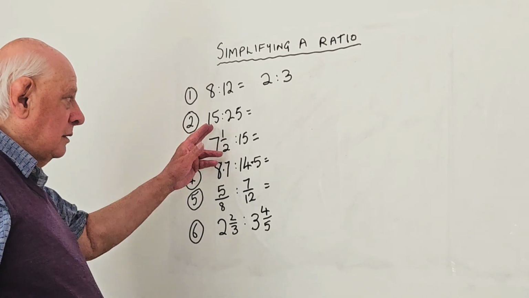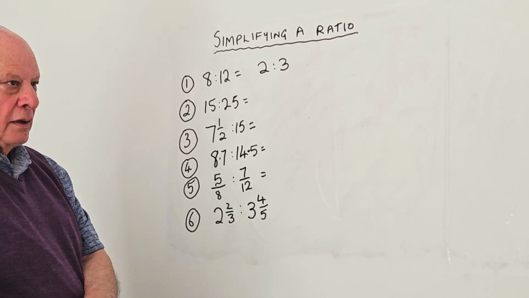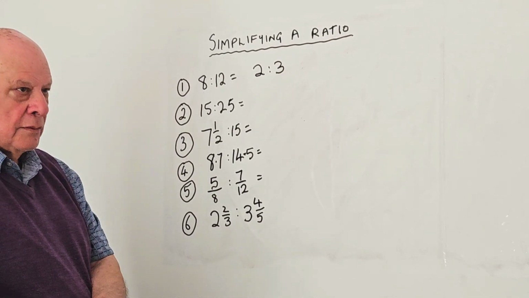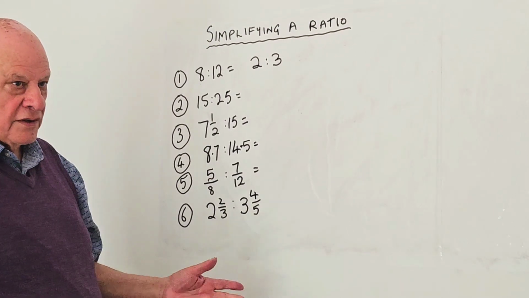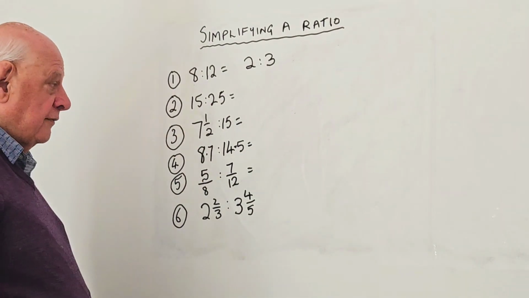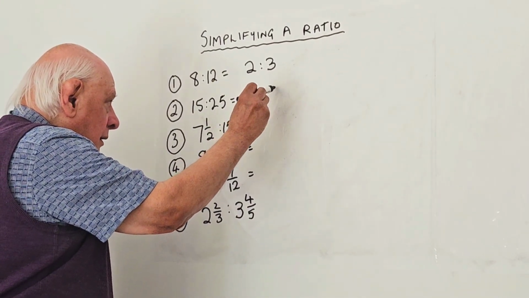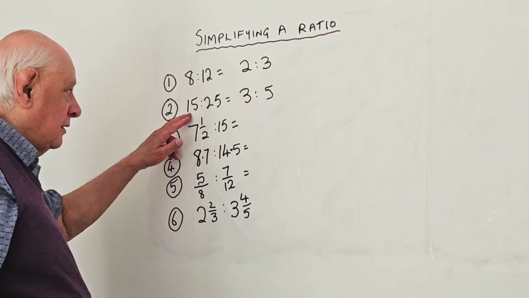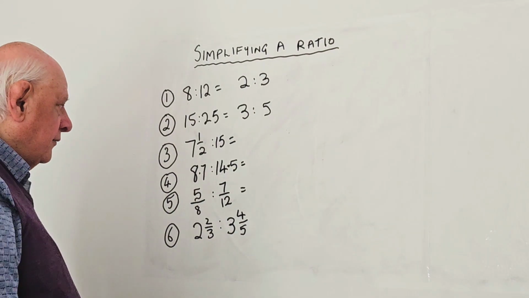Okay, the same method will be used for the next one. The number that goes into both of those is 5. Any number that ends in 5 can be divided by 5. So we'll divide both of those by 5 and get 3 and 5, because 15 divided by 5 is 3, and 25 divided by 5 is 5.